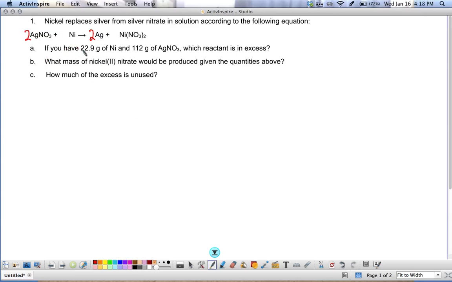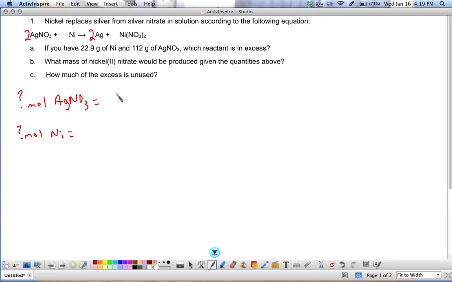And then the question is, if you have 22 grams of nickel and 112 grams of silver nitrate, which reactant is in excess? Okay, so we need to figure out the moles of silver nitrate, and we need to figure out the moles of nickel.